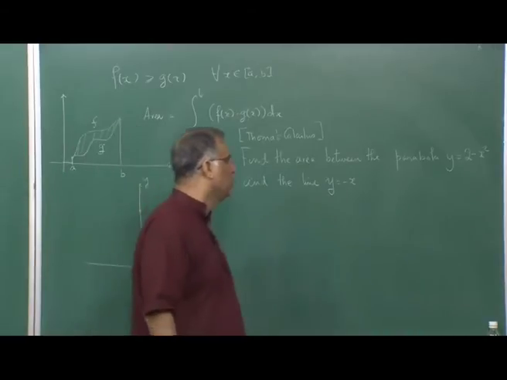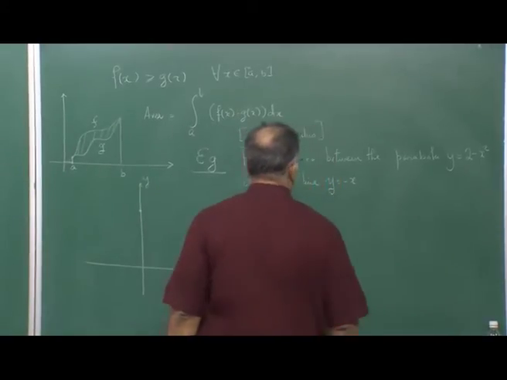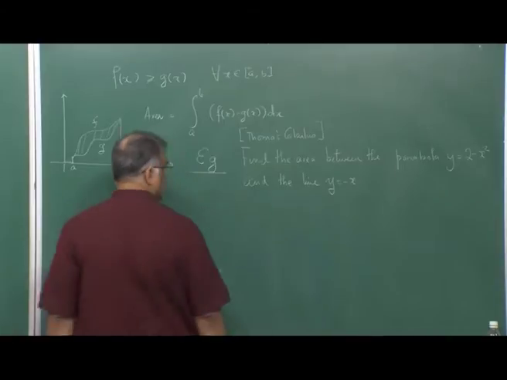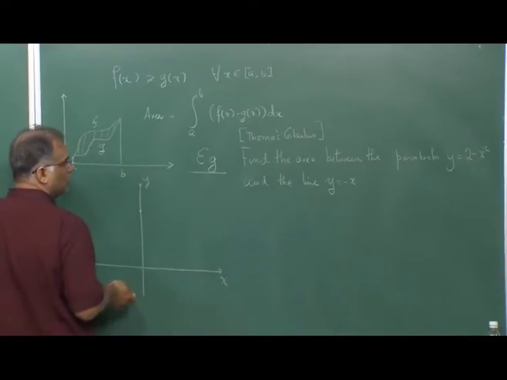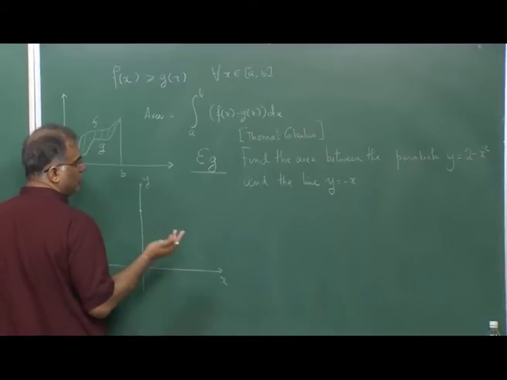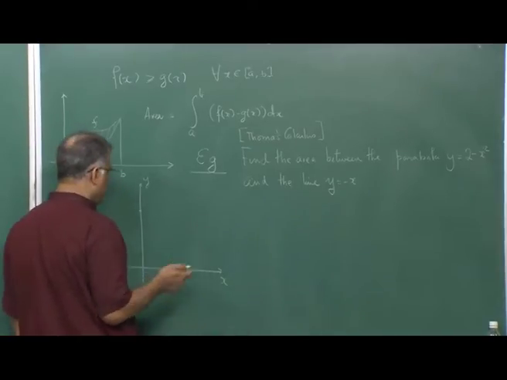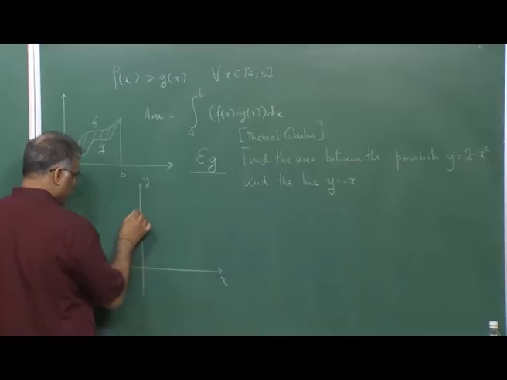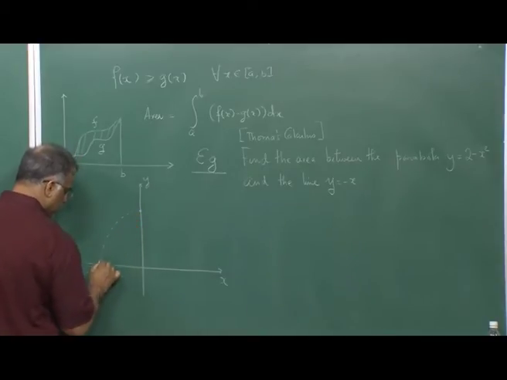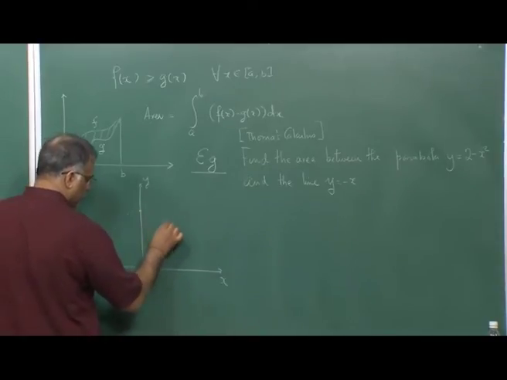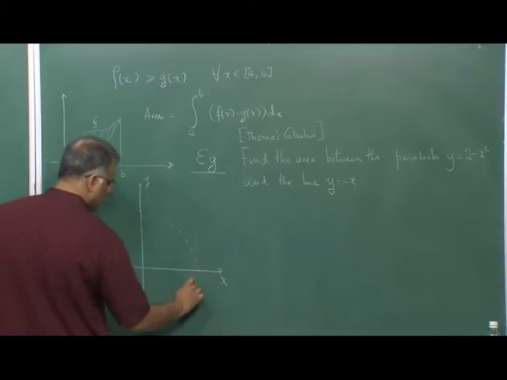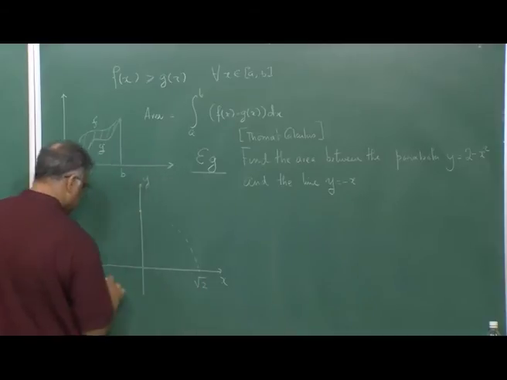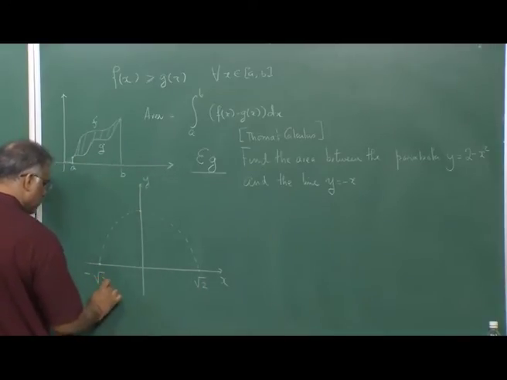And when y is 0, x is root over 2. Then y is 0 and x square is 2, so x is plus minus root over 2. I am just drawing it. It need not be the exact root 2. Okay.